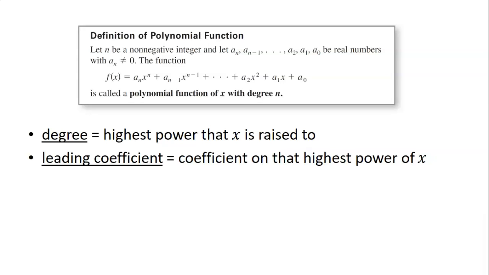Now let me just mention that we're only going to be studying polynomials that involve one variable at a time. You can have polynomials that involve more than one variable, like a polynomial in x and y, and then the definition of the degree is a little more complicated, but we're not going to be worrying about that.